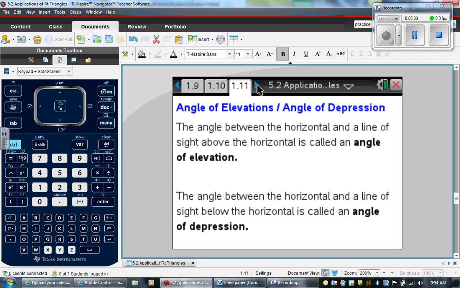The angle between the horizontal line and the line of sight below the horizontal is called angle of depression. So let's say you're standing on top of the building and you were looking down. The angle at which you were looking down would be your angle of depression.